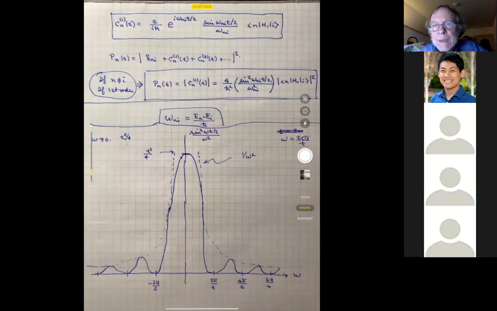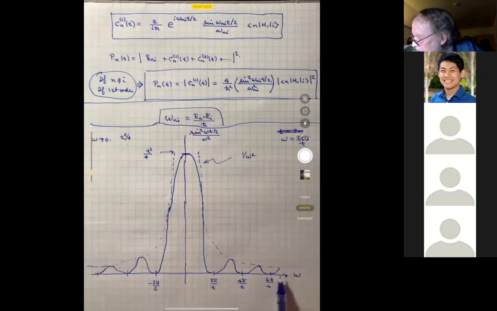That's the idea. So that gives you the idea of the transition probability as a function of time, depending on the energy of the final state, how far away you are from the initial energy. All right. That's looking at the time dependence for different values of omega.